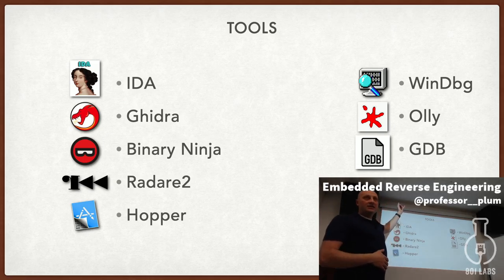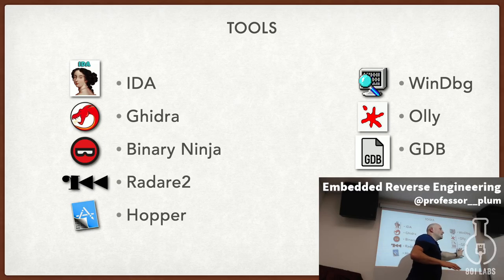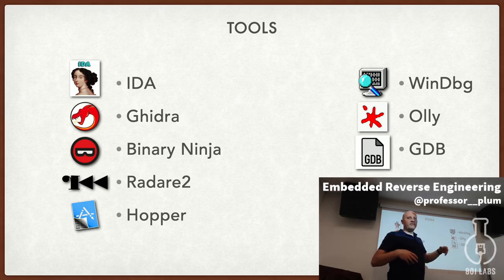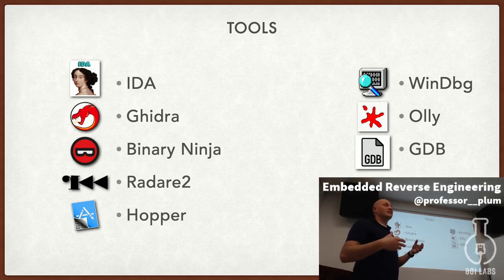IDA has been for the longest time the main reverse engineering tool of a lot of professional reverse engineers. However, it comes with an expensive price tag. Just to do the disassembly part for a lot of common processors, it's a per-user license. I can't even remember the price for sure, don't quote me on this, but it's like $3,000.